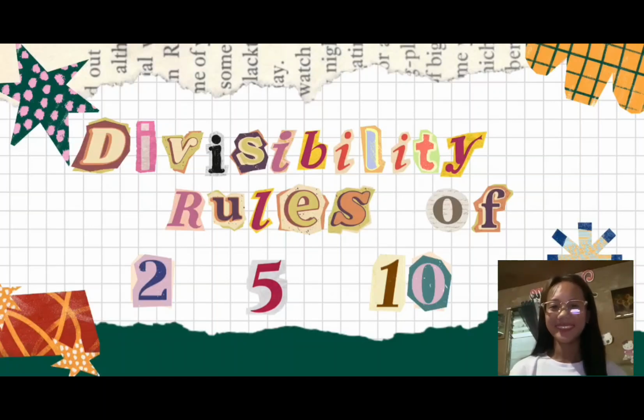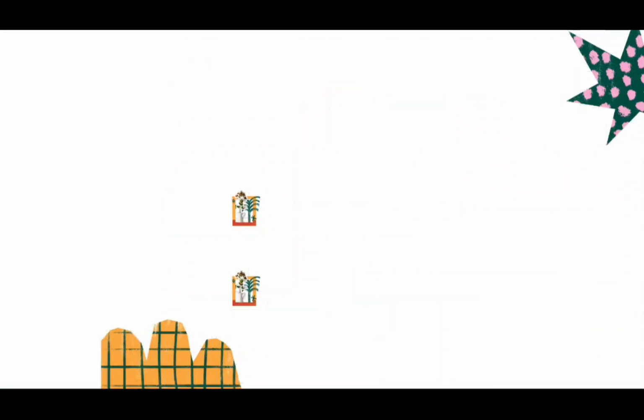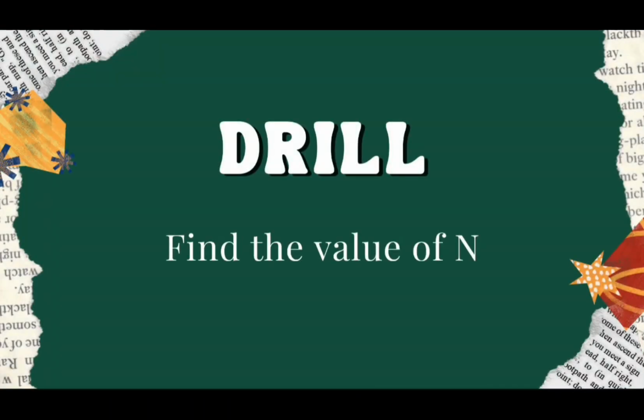Let's dive in! Now, for our learning objectives, at the end of this video, you will be able to apply divisibility rules for 2, 5, and 10 to determine whether a number is divisible by these values, and classify a set of numbers based on their divisibility by 2, 5, or 10 using manipulative tools. Now, before we start our lesson, let's have a drill first.